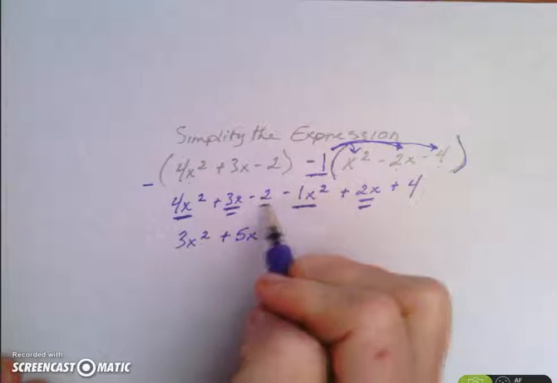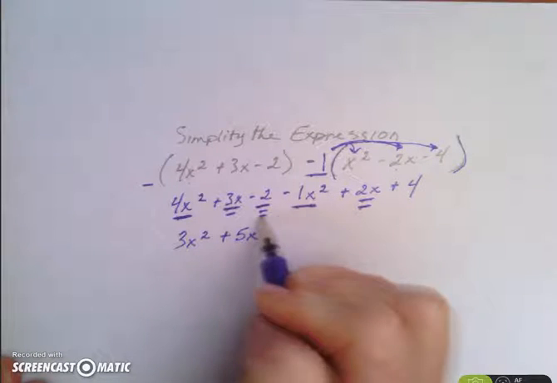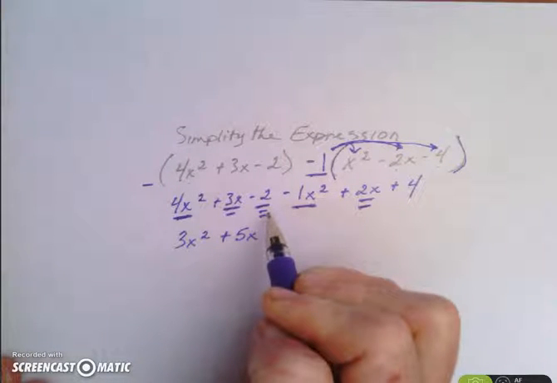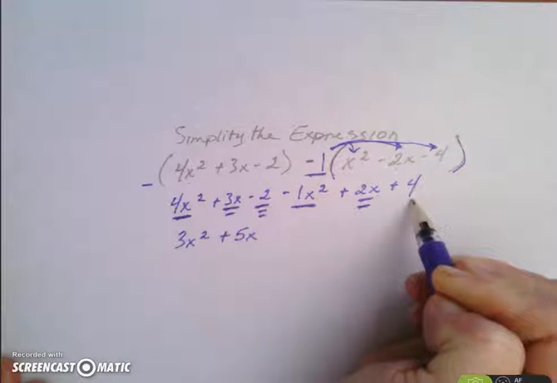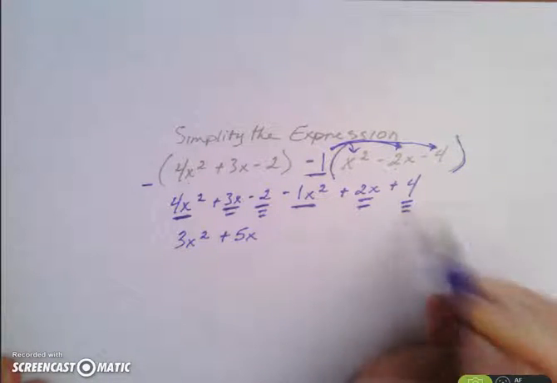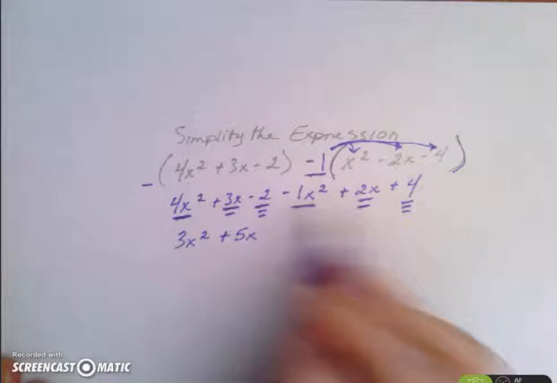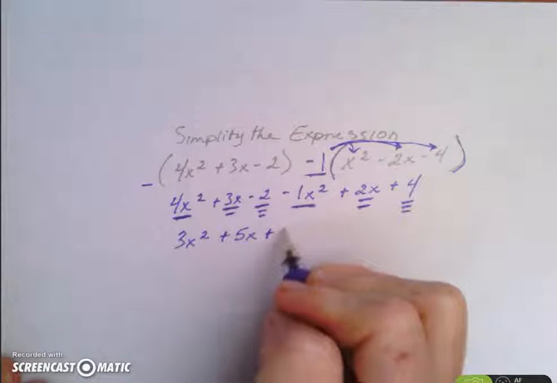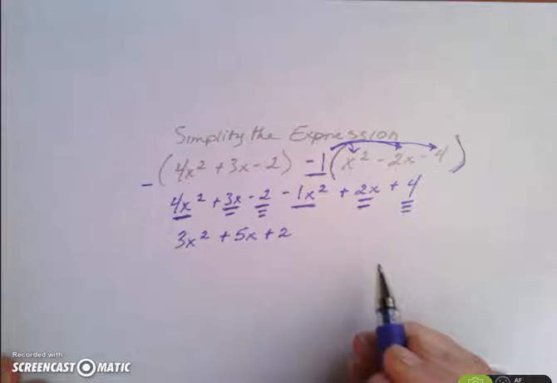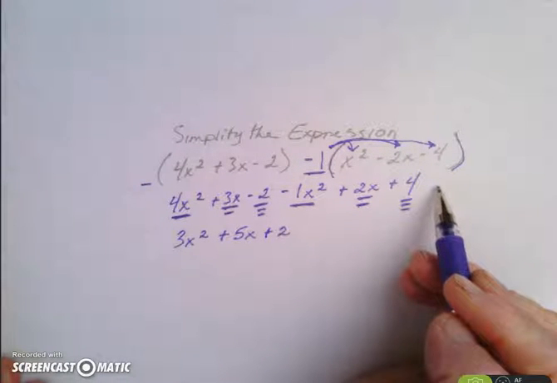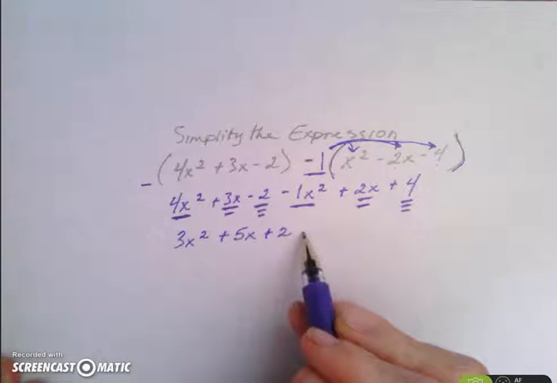Now we look at our -2, and we look to see if there's another term in this expression that does not have a variable. And there is, the positive 4. So -2 plus 4 is a positive 2. We have looked at every single term in the expression and combined what we can. And we are left with 3x squared plus 5x plus 2.